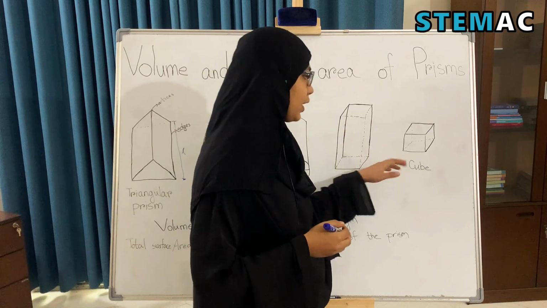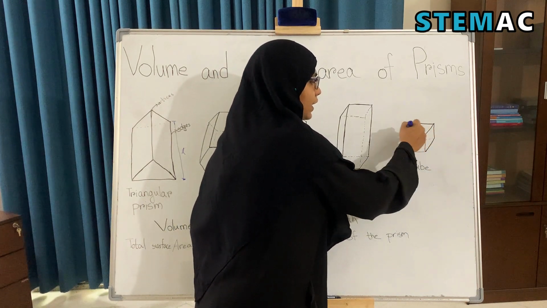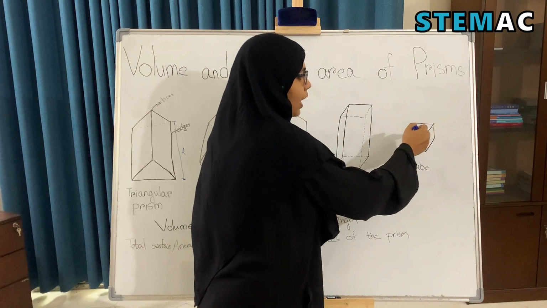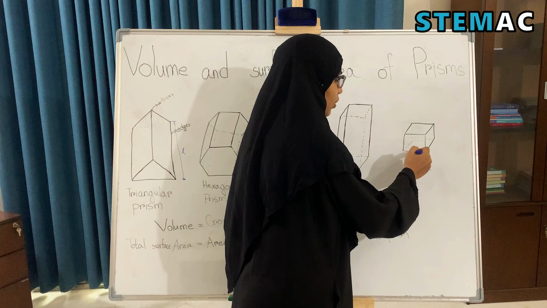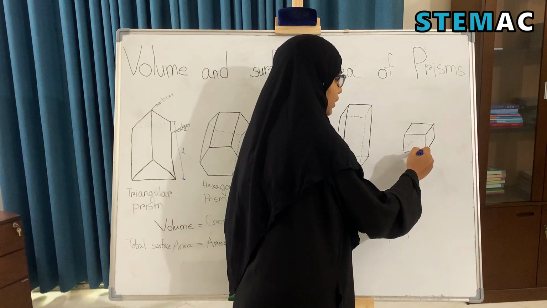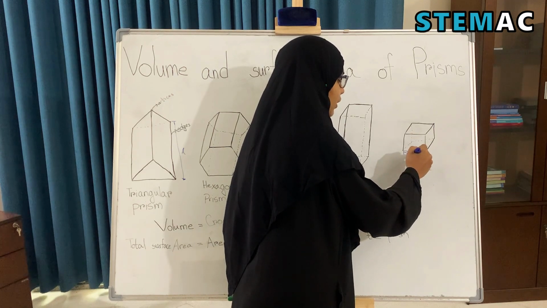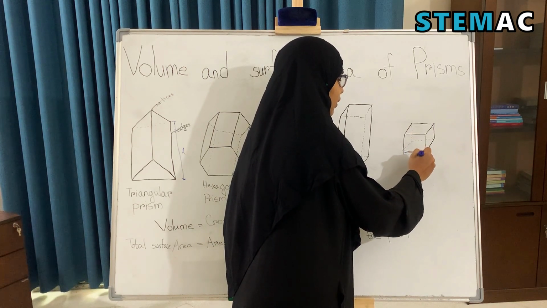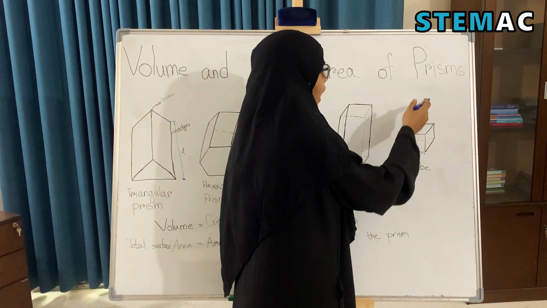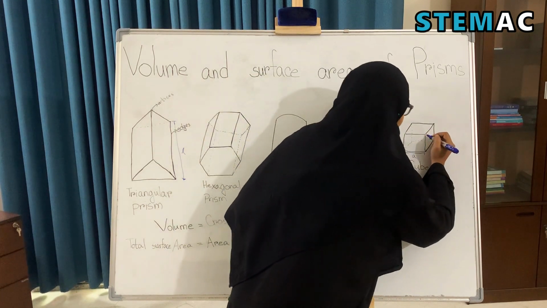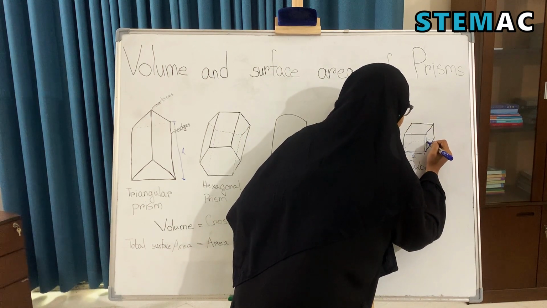For a cube, the cross-sectional area is also square shaped, and the length of one side of this square, let's say it's A, the other side will also be A, and the prism length would also be A.